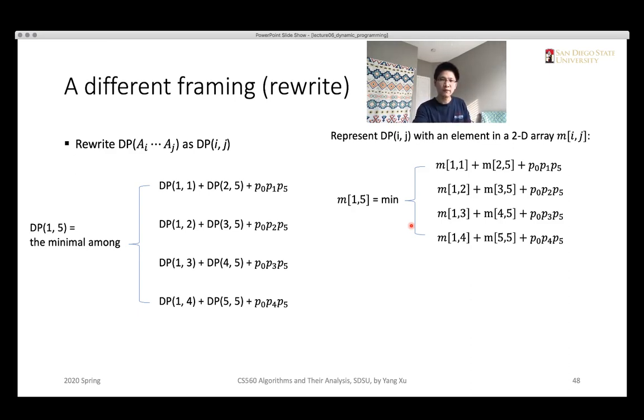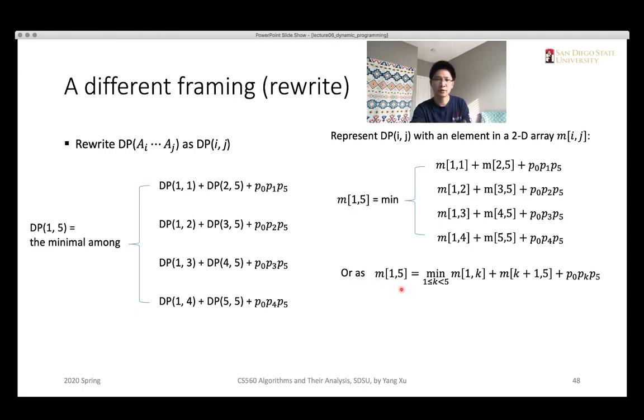Okay, so m15 is the final solution. It is the element of the first row and the fifth column in the 2D array. And the subproblem dp on 1,1 is the element saved in the first row and the first column, and so on. Okay. So now, if we put these four equations together and give it a minimum function here, we are writing the same thing in this more compact form.